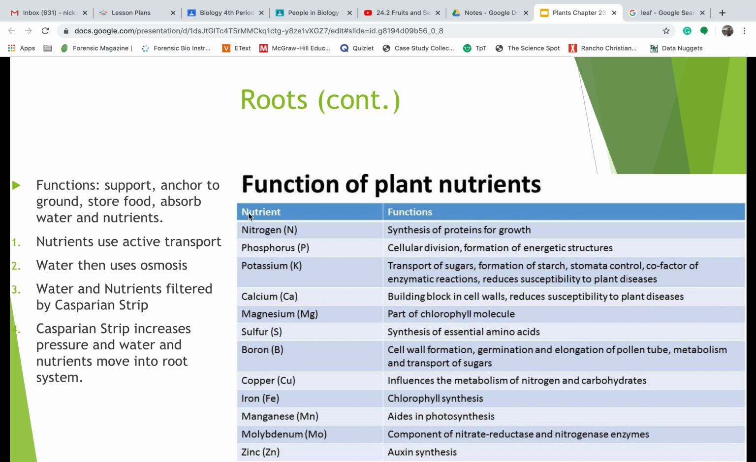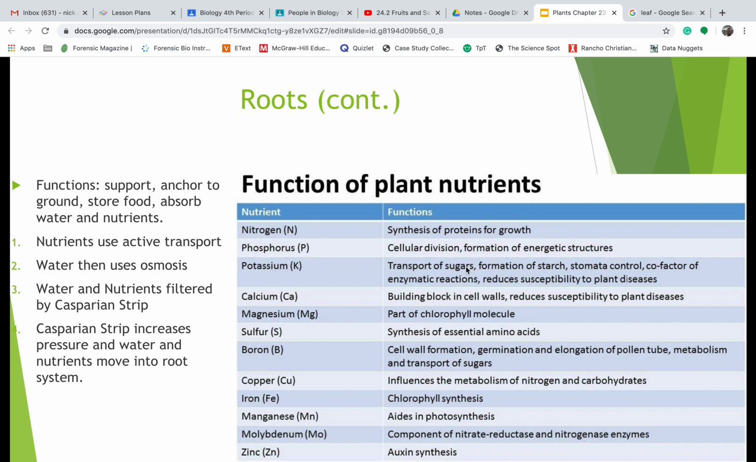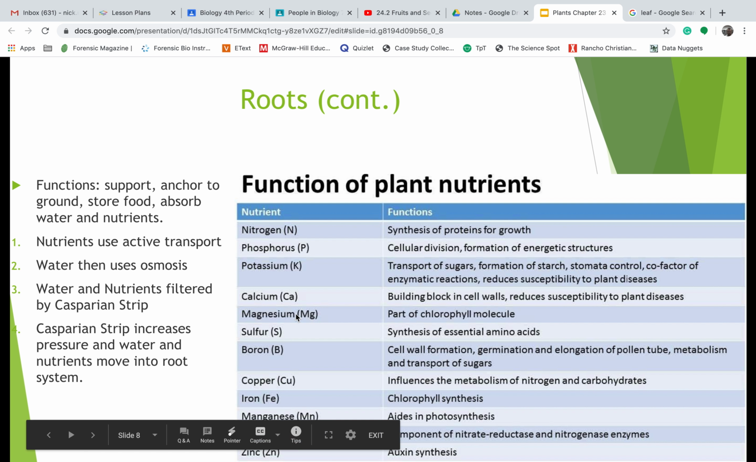Here's a table for you to see the different types of nutrients and the different functions of these. A lack of these can cause problems in your plants. Usually fertilizers are nitrogen, phosphorus, and potassium based. So these three at the top here are used mainly in fertilizers, as well as other things here that you can use to help plant growth.